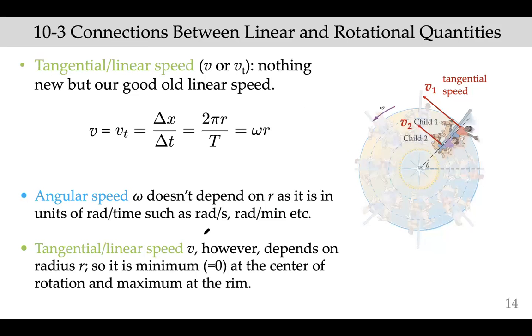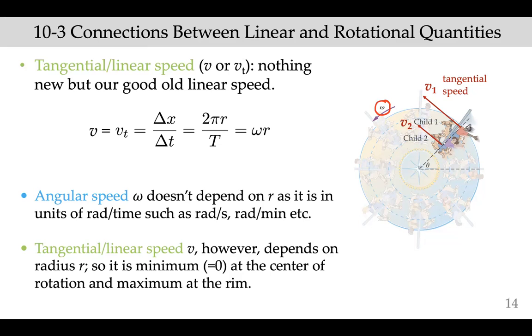Okay, so we talked about angular speed. Angular speed was about rotation of the object as a whole. So if you have a merry-go-round like this, angular speed tells us the whole object rotates with that speed. But we can also talk about tangential or linear speed of certain points on that object.